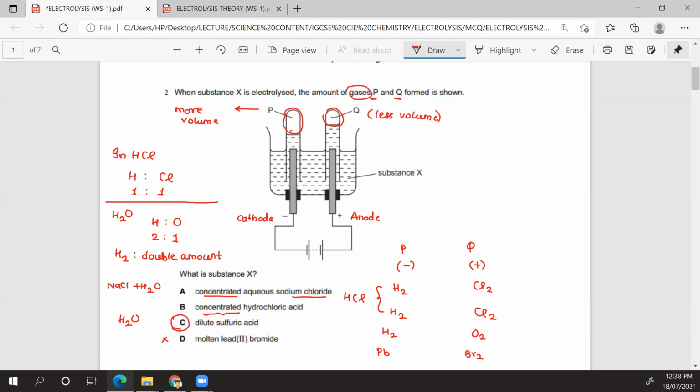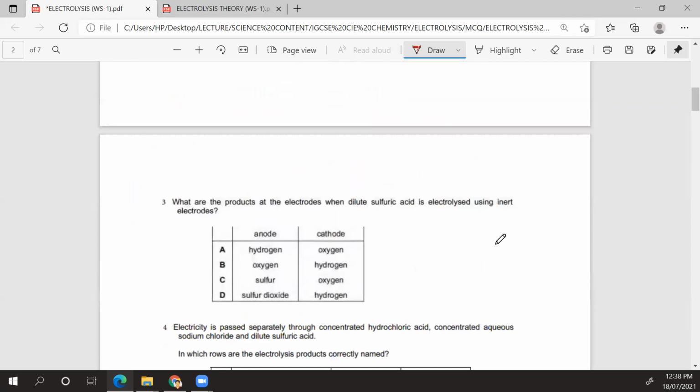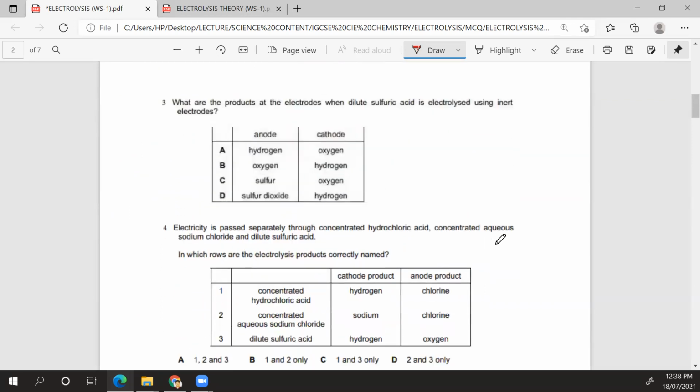Okay, let's go to the third question. What are the products at the electrodes when dilute sulfuric acid is electrolyzed using inert electrodes? We just now did it about dilute sulfuric acid, which is H2SO4 plus H2O in large quantity. H2O will be in more quantity because it is dilute. So Alia, can you tell me what could be at the anode and what could be at the cathode?